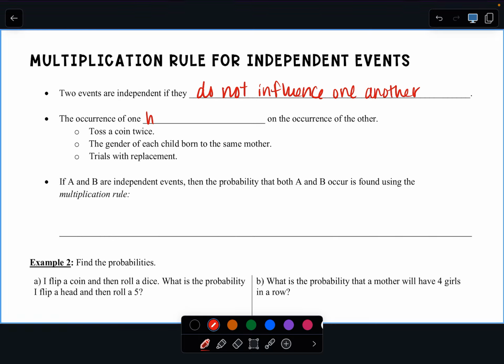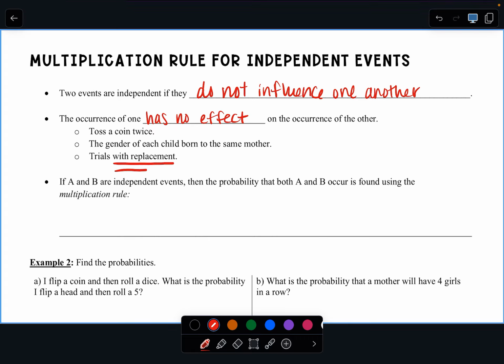And the occurrence of one has no effect on the occurrence of the other. Basically, anything that is truly random: a dice, a spinner, a coin, whether or not you're going to have a boy or a girl as a kid, 50-50 chances, those probabilities don't change. Anytime you have a theoretical probability that will not be altered over time, that is an independent event, which is why often when we're doing simulations, we use a coin, a dice, a spinner to pick things.